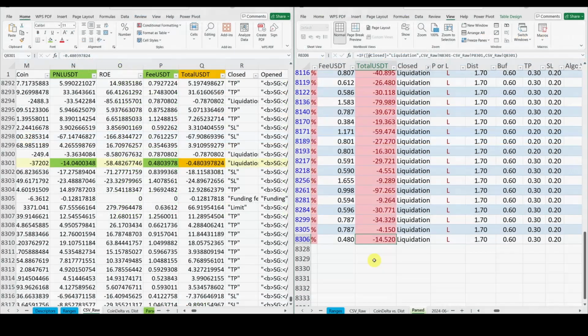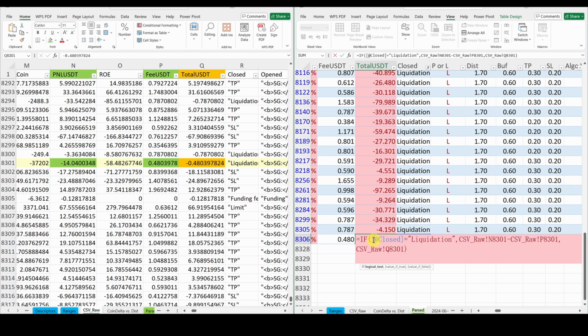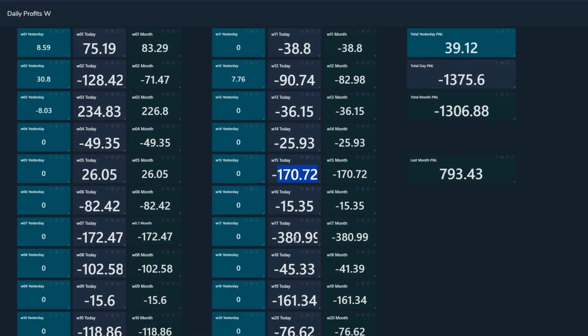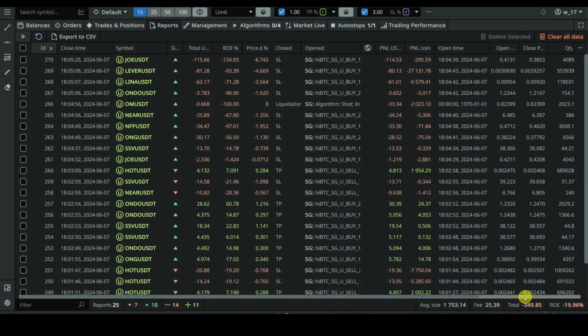What I can do now is adjust my spreadsheet so that my total USDT for liquidations adds the P&L USDT and the fee instead of just blindly trusting the report. And that's exactly how the magic happened. I actually missed a couple more clues. In the Profit Sharks dashboard, my worst account was at minus 380, but my report said minus 350. Well, the difference is exactly one liquidation at around 30 USDT.